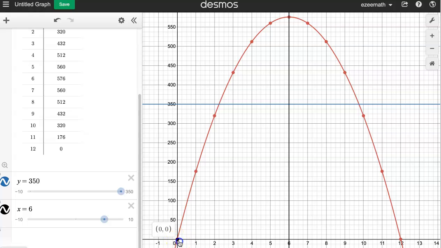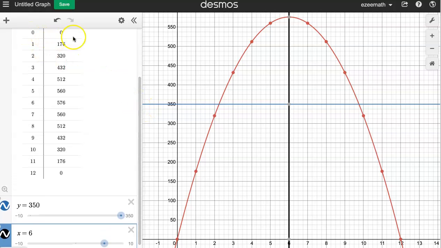So starting from 0 all the way up to 6, we are seeing there is an increase in the y values. See in this table also, starting from 0 all the way up to 6, there is an increase in the y values. So that's why we say that this is the increasing interval, 0 to 6. Only the domain values will have to be considered for the increasing and decreasing intervals. So similarly from 6 seconds all the way to 12 seconds, what happened? They are going down and down, right?